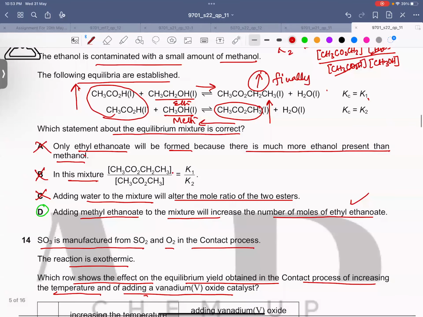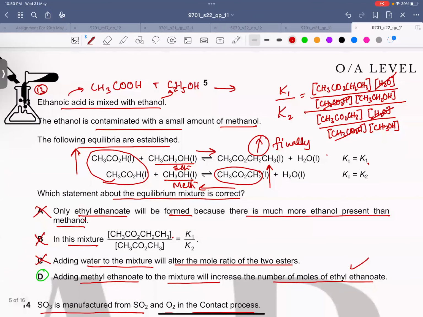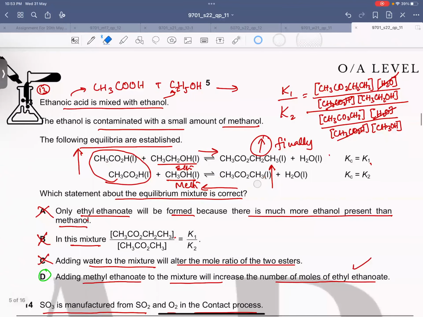Now, what they are saying that, okay, Variza, are you talking about question number 13? Okay. See over here.